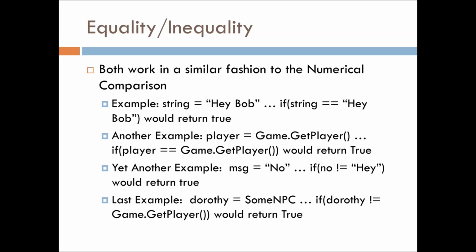We're assigning player to game.getPlayer, and then we do a check if player is game.getPlayer. And that would return true because they're both the same thing. Our last example, just to show you an inequality with objects. We assign this variable Dorothy some NPC actor that we have, or the event gives us, and then we do a check if Dorothy is not equal to the player, and that would return true because Dorothy has some sort of other NPC in them, and adds the variable, if that makes sense.